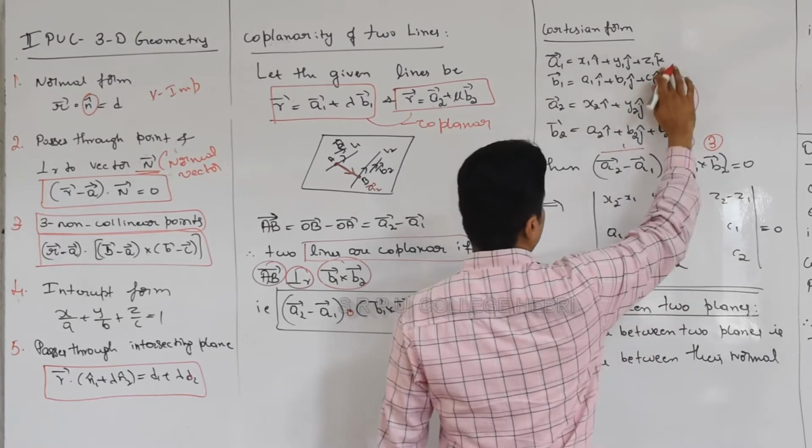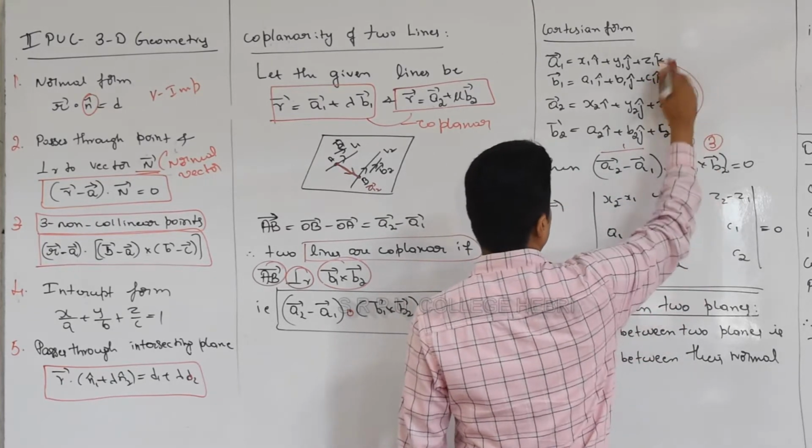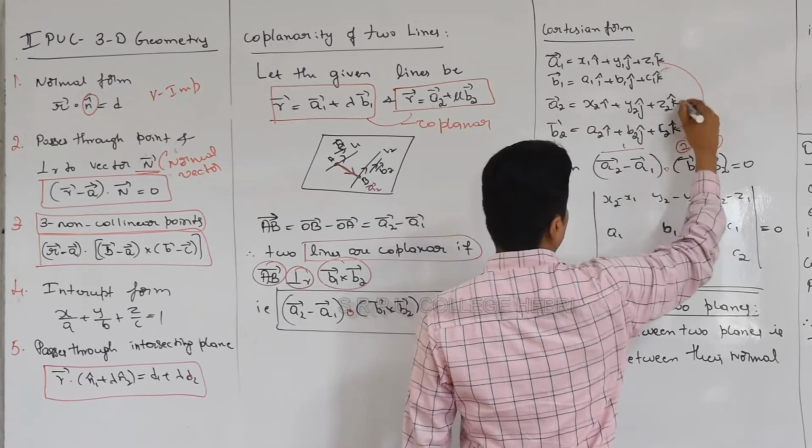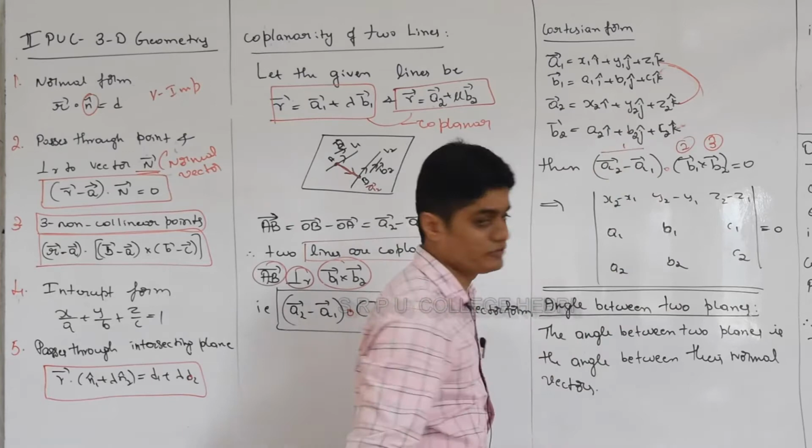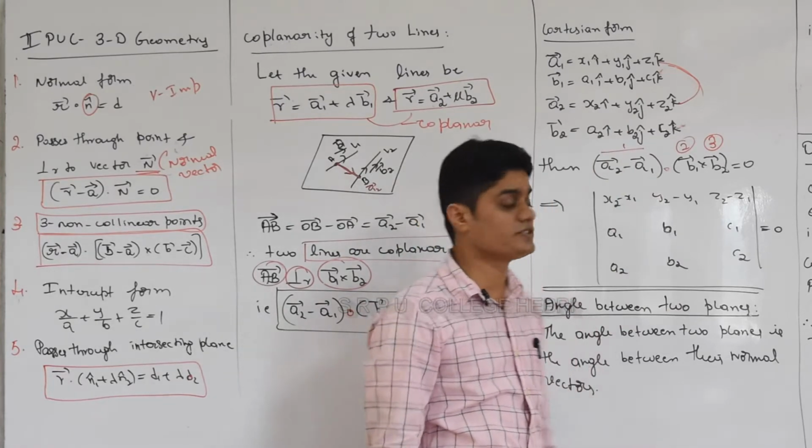So subtract this, A2 and A1 subtract, what do you get? x2 minus x1. Okay, x2 minus x1, y2 minus y1, z2 minus z1. So definitely it belongs to the first row.